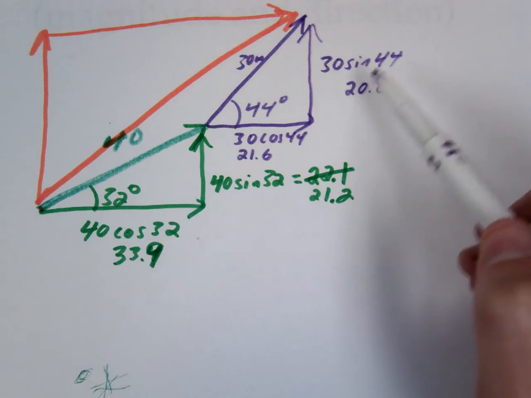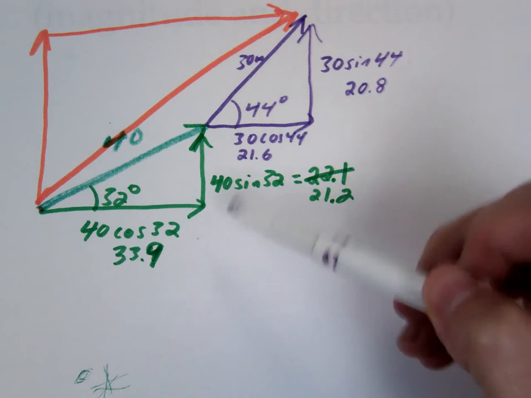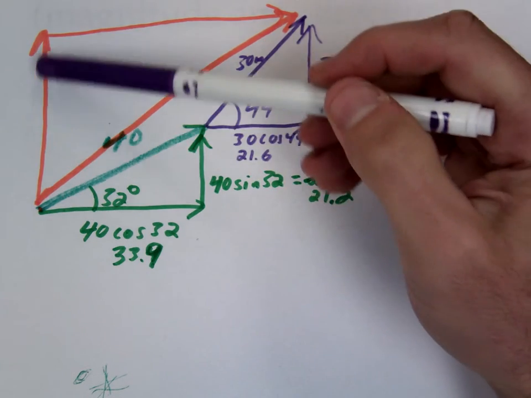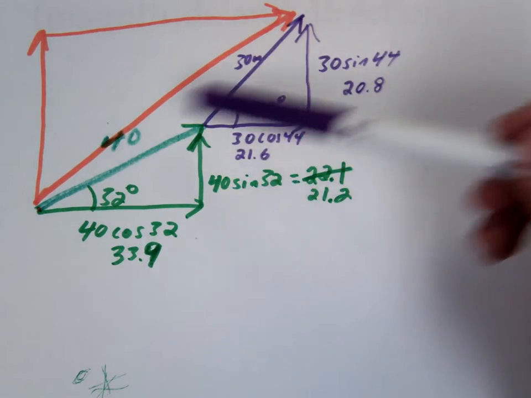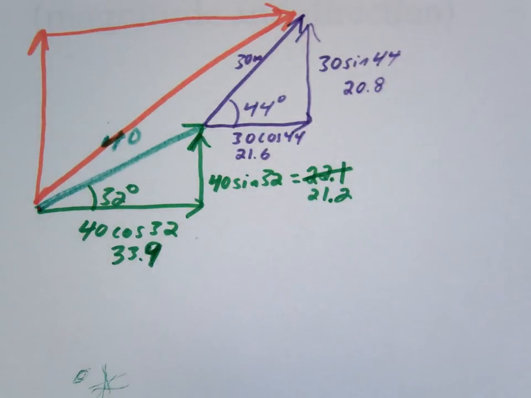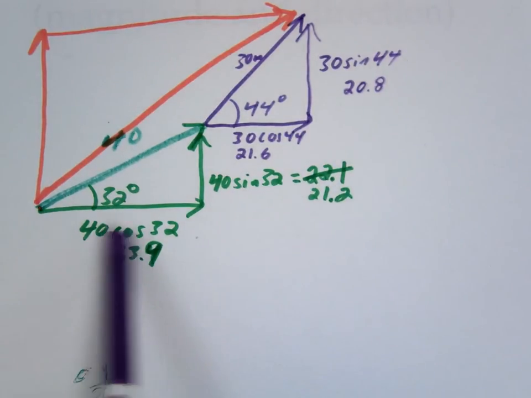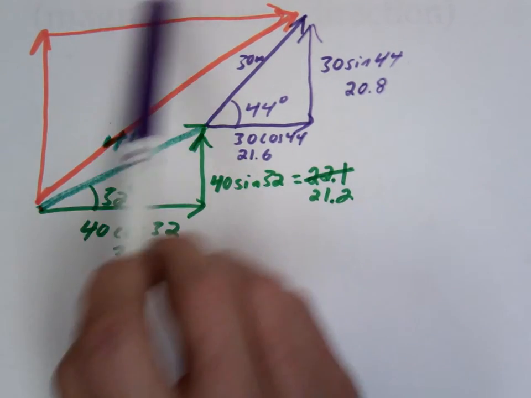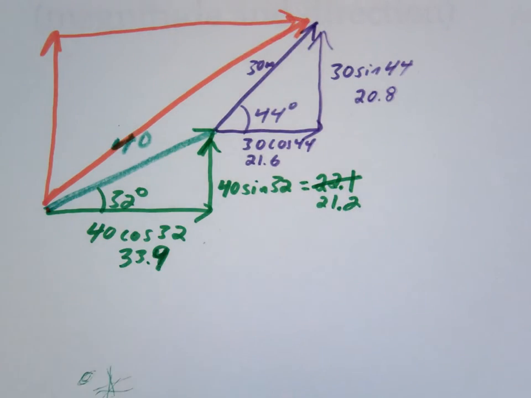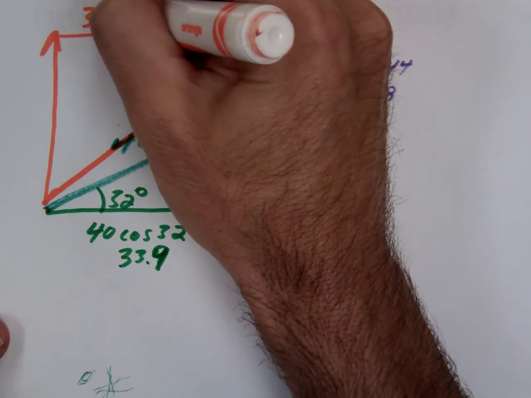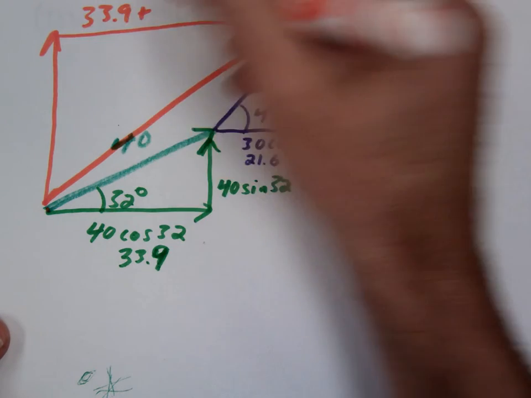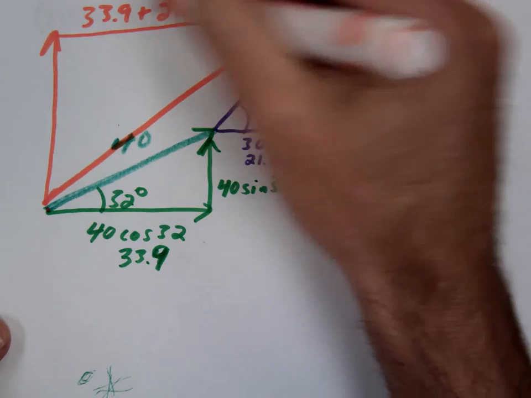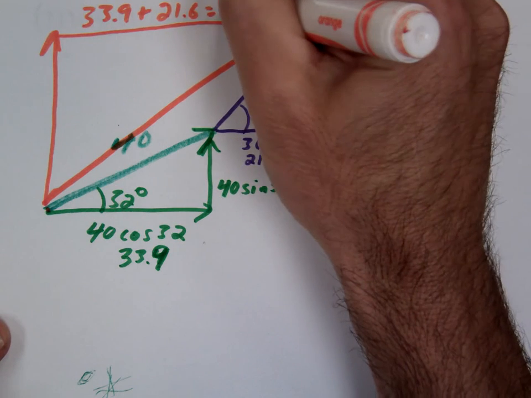Alright, what's next? Once we've found all of these, now we can find the orange. Hopefully if you've drawn this like this, it should all piece itself together. So this green plus this purple right here, these two x's are going to add up to this. Over here, this is going to be 33.9 plus 21.6 equals 55.5.